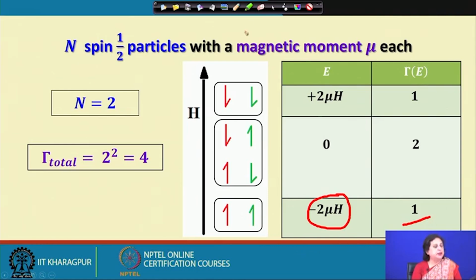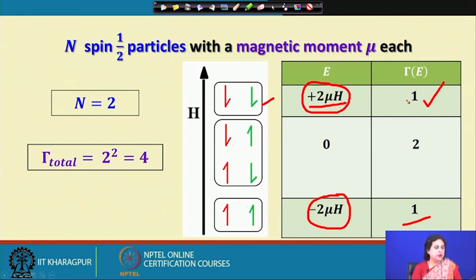Now, consider the other extreme case where I have particle 1 having a down spin and particle 2 also having a down spin. So, each spin contributes plus mu h to the overall energy of the system. Correspondingly, the total energy of the system is plus 2 mu h, and there is only one way in which this energy can be attained, and therefore, gamma E, the number of microscopic states associated with this particular value of energy, is equal to 1.